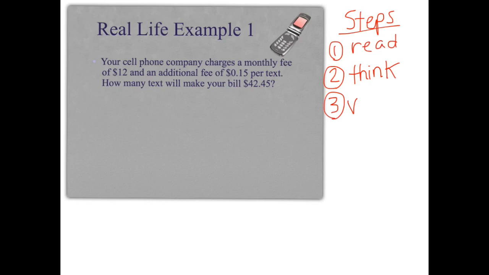So step 3 is our variable. We need to assign a variable to our unknown. So pause and think and let me know what the unknown variable is. Okay, when we were walking through our thinking steps, we realized that we knew the monthly fee, we knew the additional fee, and we know our total bill. So we want to know how many texts we must send to make our bill $42.45. So our variable in this case is the number of text messages.